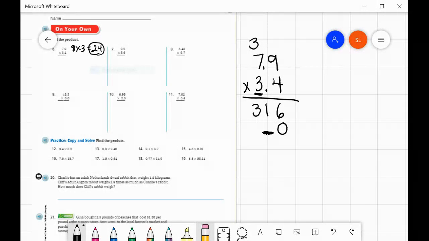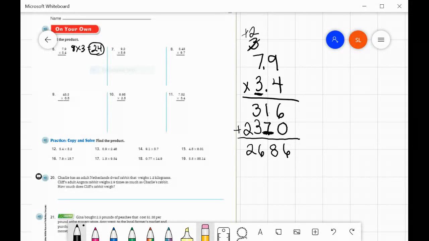3 times 9 is 27. So I'm going to write a 7 here, and then I'm going to carry the 2. This 3 goes away because that's from the earlier one. And then 3 times 7 is 21, plus 2 is 23. So now I need to add my numbers. 6 plus 0 is 6. 7 plus 1 is 8. 3 plus 3 is 6. And 2 plus nothing is 2.